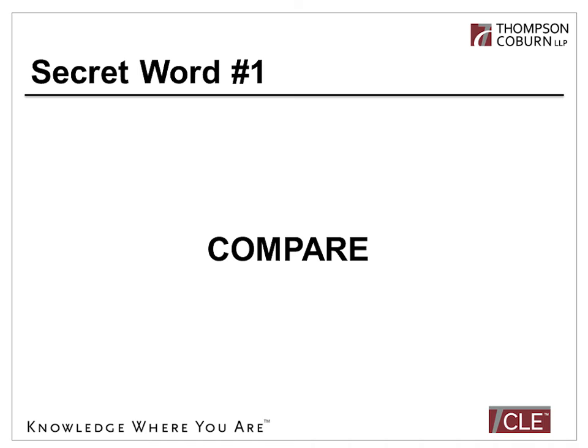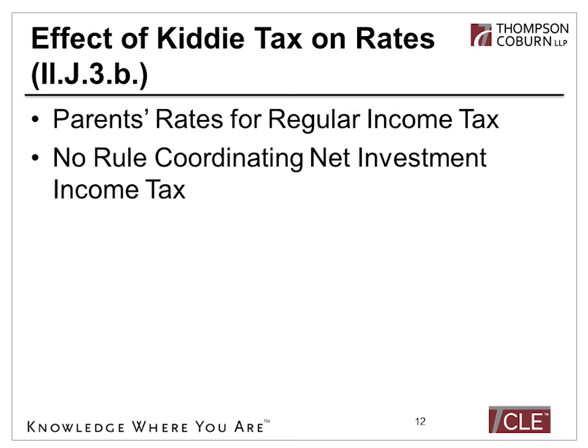which is the code word, which is compare, because we're comparing the beneficiary's bracket to the trust bracket. Slide 12, we're talking about the effect of the kiddie tax. So obviously, if we have trust beneficiaries who are not adults, we have to consider the fact that they would be taxed at their parents' tax rate, and that applies to children under the age of 18 and certain students who have not attained age 24.